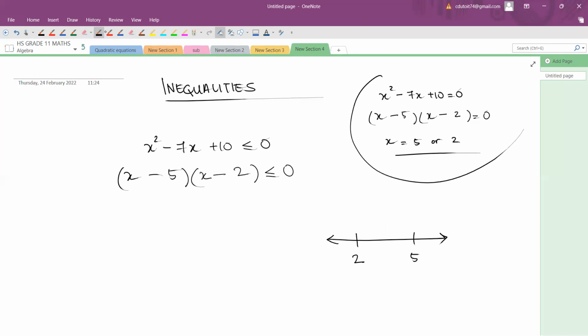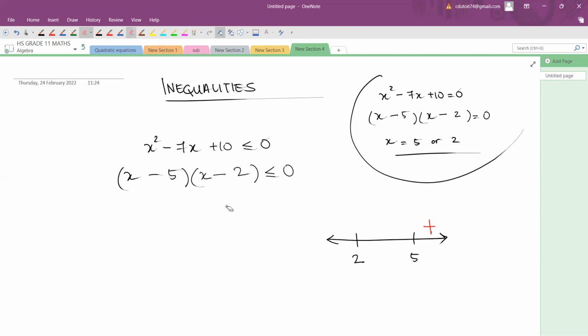Choose any value on earth larger than 5. Like a 10, 100. Okay, let's choose a 10. If I put 10 in here, that is 10 minus 5, and that's a positive value. 10 minus 5 is positive. If I put 10 in there, I get 10 minus 2, which is a positive value. And a positive times a positive is a positive value. So any value higher than 5, if I put it in, I'll get a positive value.